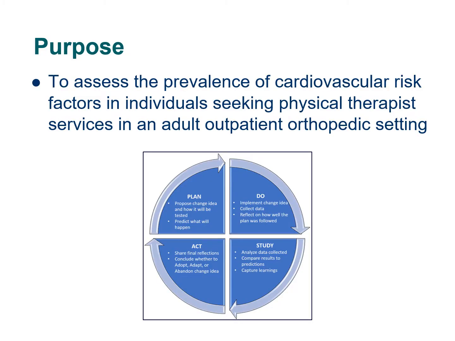So the purpose of this particular continuous quality improvement initiative was to assess the prevalence of cardiovascular risk factors in individuals seeking physical therapist services in an adult outpatient orthopedic setting. And to bring this back to the model we proposed earlier, our plan was to propose that blood pressure should be tested on the vast majority, if not all, of the patients in physical therapy. And we hypothesized that a fair number, perhaps 30 to 40%, would be moderate to high risk for a cardiovascular event in an adult outpatient orthopedic setting.